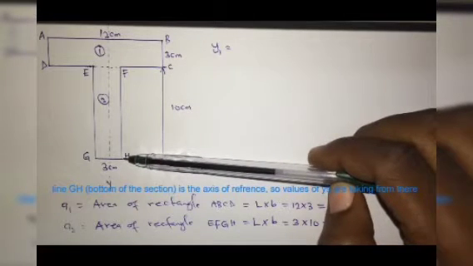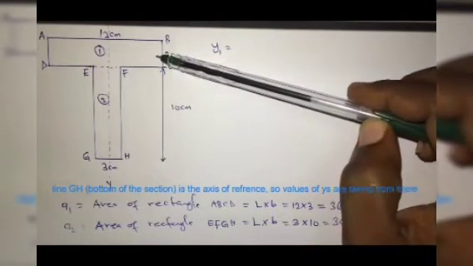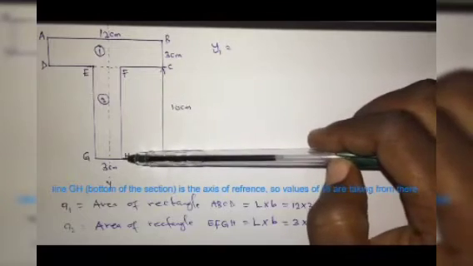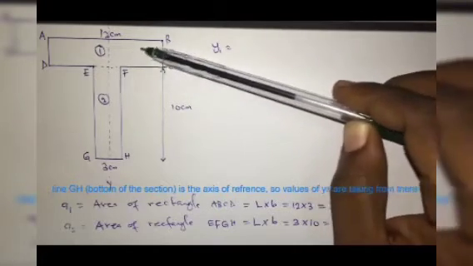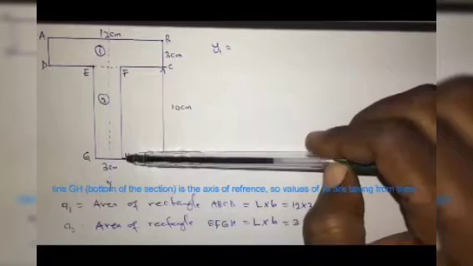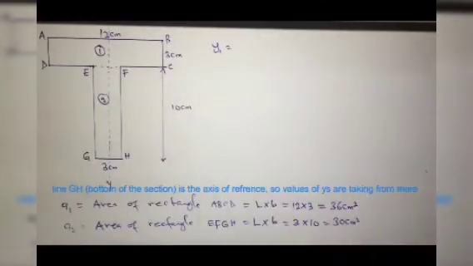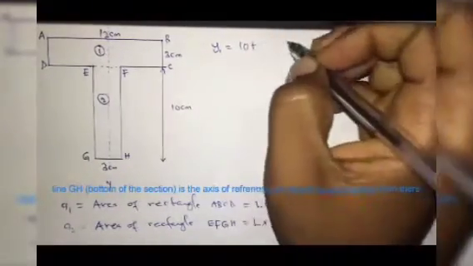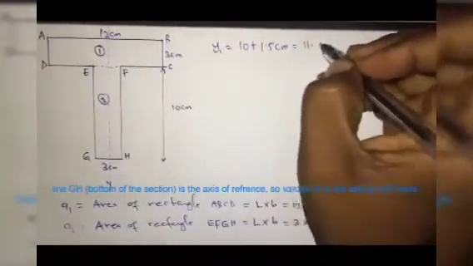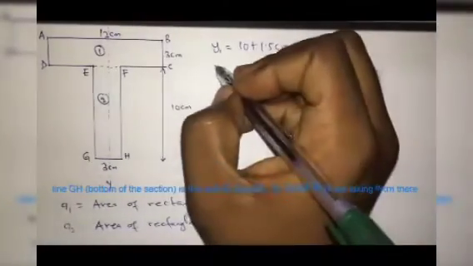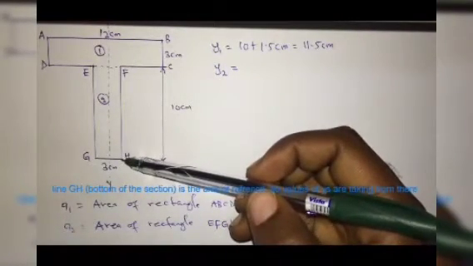So Y1 is going to be the distance from GH to the centroid of rectangle 1, and the distance from line GH to line EF is 10 centimeter. So we add 10 centimeter to the centroid of rectangle 1, and rectangle 1 is 3 cm, so the centroid is going to be half of 3 cm, which is 1.5 centimeter. So when you add 10 and 1.5, you have 11.5 centimeter as the distance from the reference axis to the centroid.